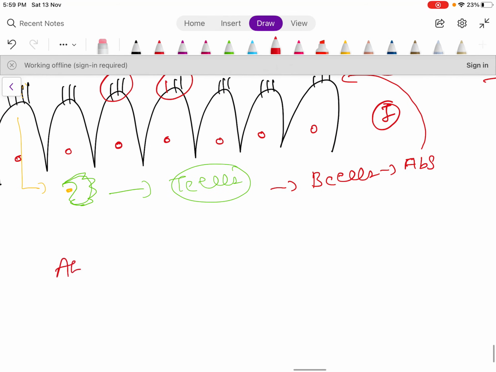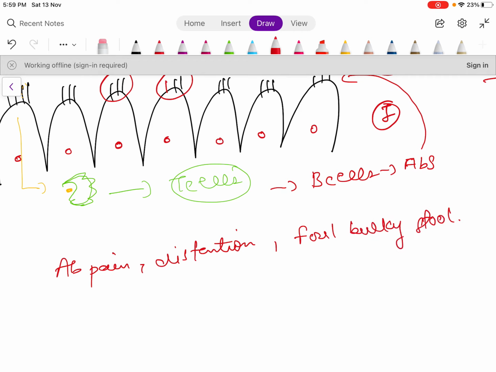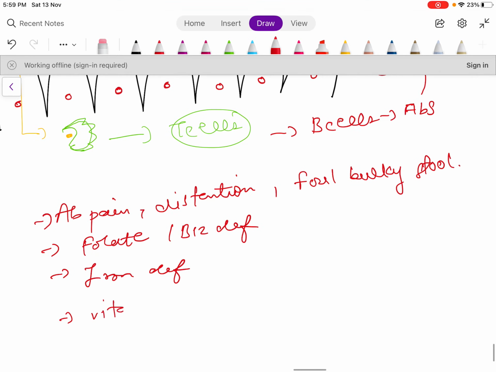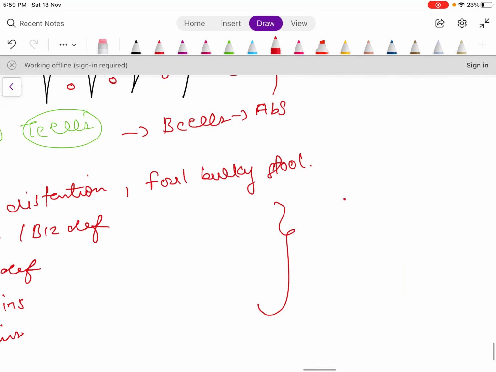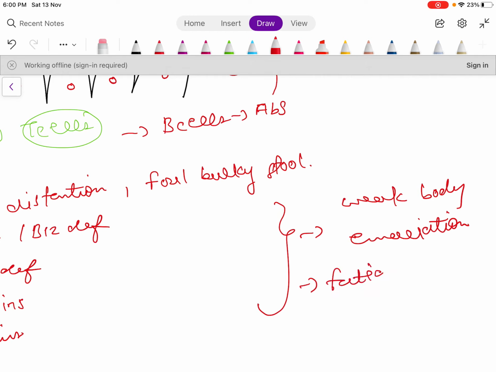So what happens in malabsorption is the patient will have abdominal pain, distension, okay, will pass foul, bulky stools. Then the patient will also have folate and B12 deficiencies, okay. There can be iron deficiencies as well. Then all the essential vitamins may be affected, protein deficiency. In this way, because of malabsorption, so many deficiencies in the body will occur, which will lead to a weak body. Okay, so emaciation of the body, and the patient will experience fatigue and it will affect his socio-economic life.